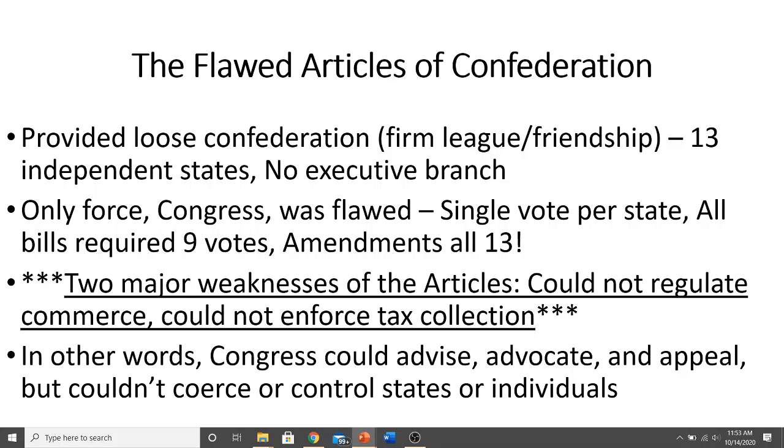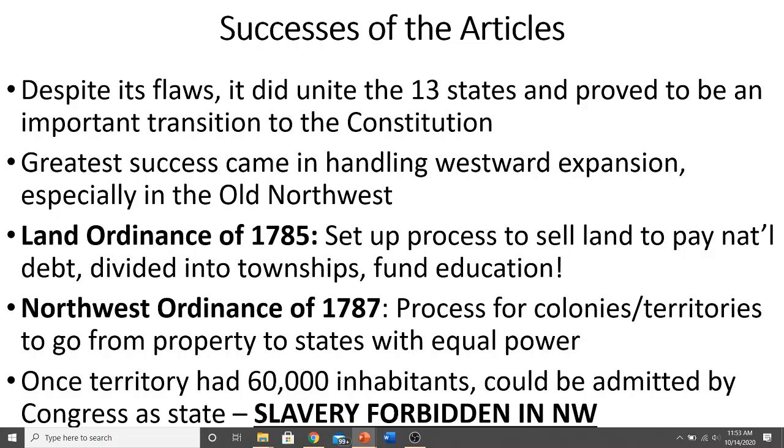This was a weak government, and it was intended to be weak, as we know from our reaction to the British government. So what did it actually do well? Despite its flaws, it did unite the 13 states and proved to be an important transition to the Constitution. No states leave the Union. They do keep us unified. So even though it is a weak form of government, at least it did unify us and begin that transition.